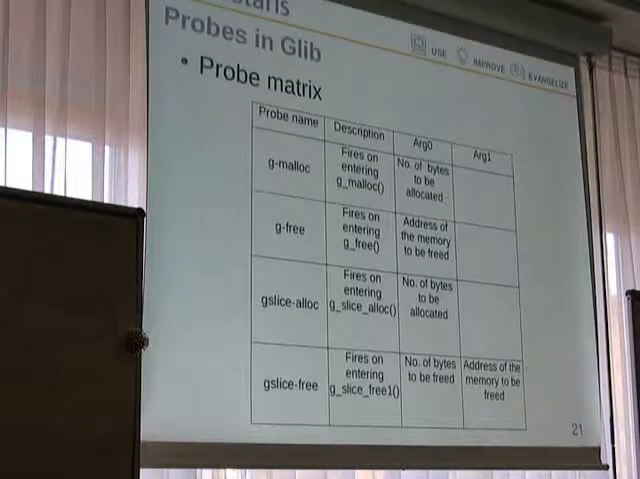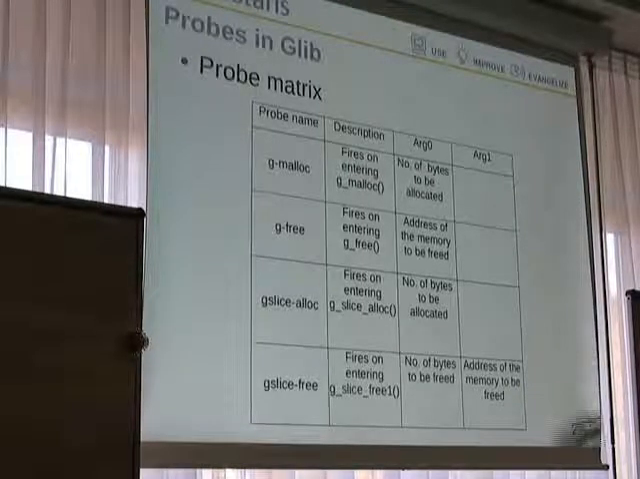So this is the probe matrix. The function traced and the probe name are present here. The function traced is also described. So arg0 and arg1 are the data which is exposed by the probes.